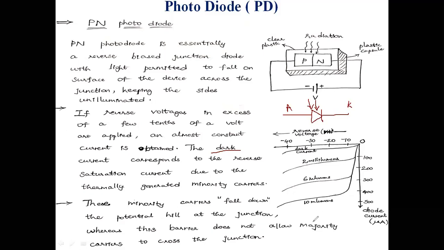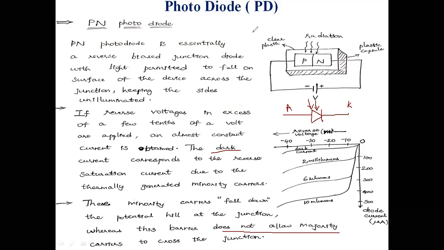Therefore, I am not going to discuss the majority carriers case here. Only minority carrier flow will come across here. Only minority carrier flow is allowed. It does not allow any sort of majority carriers to cross the junction here.